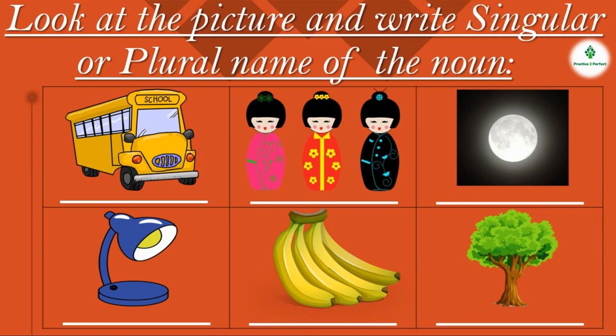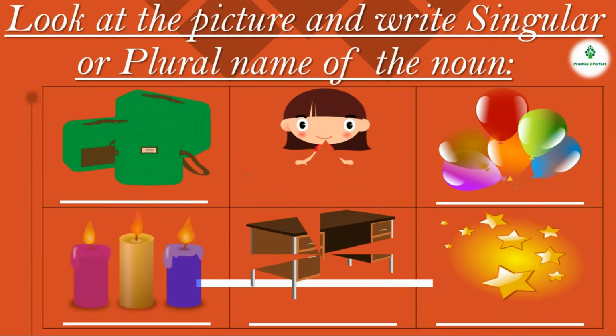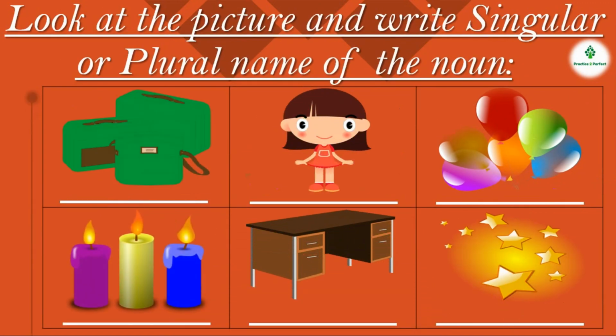In the second picture, you see three dolls. So you will have to write the plural name. So it becomes dolls. So you have to look at the picture and write the singular or the plural name for the pictures that are shown here. So this was my video for the English grammar topic.